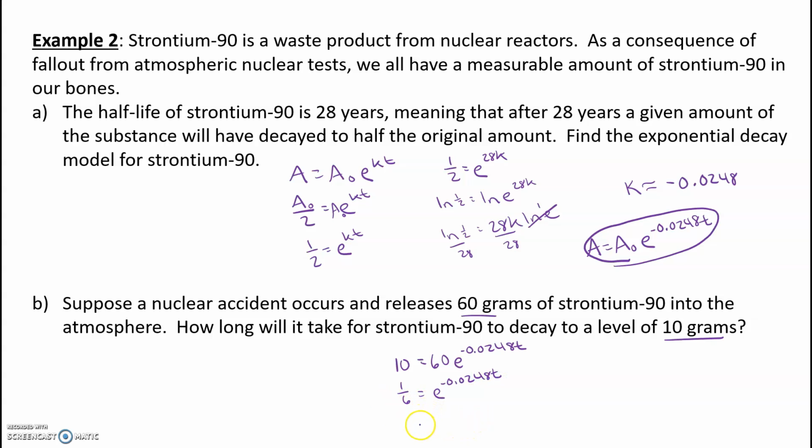We're going to take the natural log of both sides. We're going to use our power rule. I forgot my k there. And we remember natural log of e is 1. We divide both sides by negative 0.0248.